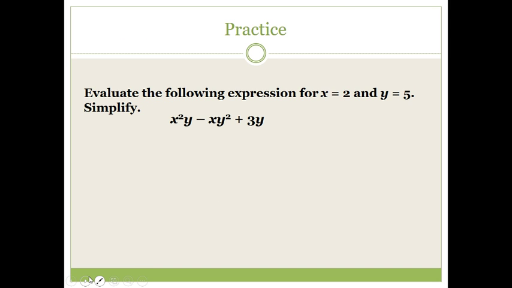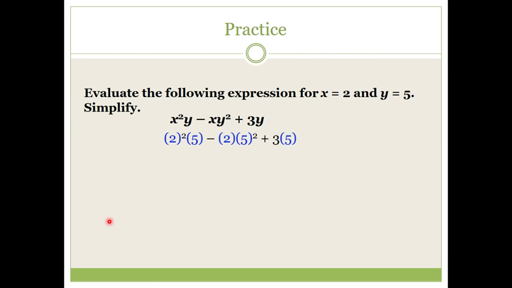All right, so let's practice simplifying a polynomial. Again, we're going to let, in this case, x equal 2 and y equal 5. So wherever I see an x, I'm going to replace it with 2. Wherever I see a y, I'm going to replace it with 5. And you should get in the habit, just to make it a little more clear, when you substitute things in, to go ahead and put them in parentheses. All right, so I went ahead and did that. I replaced the x's with 2's and the y's with 5.